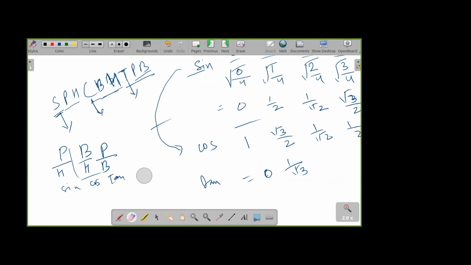Those people who did not understand what he did above: it is SPH and CBH. It's a sentence: Some people have curly brown hair, turn permanently black. If you write the sentence on paper and take the first alphabet of each word, the first alphabet is SPH, that is sine, P by H. Sine is equal to perpendicular upon hypotenuse. Same for cos, B by H, and tan, P by B.